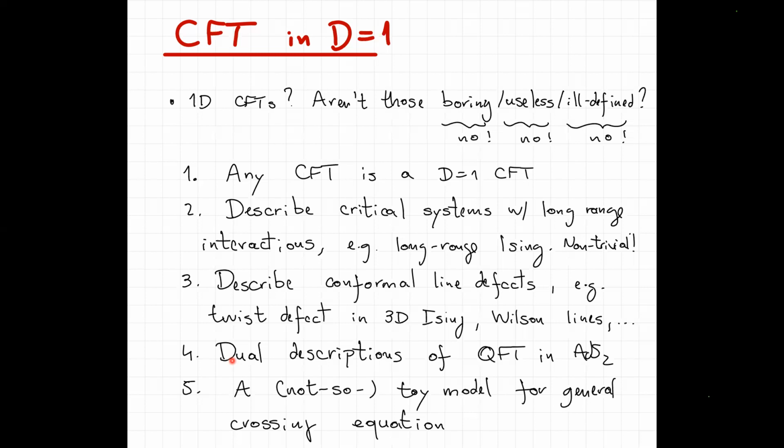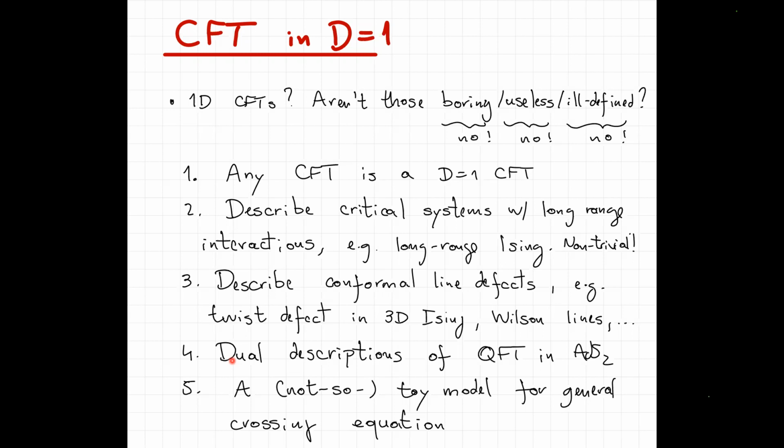What will be the relevance of your point one in the context of AdS2/CFT1 duality? What is the relevance of your comment number one, that any CFT in D greater than one is a CFT, and we can use the machinery of D equals one CFT to analyze any other CFT? What is the relevance in the context of AdS2/CFT1? Can we map the CFT1 to any other higher dimensional CFT to probe more structures, things like that?